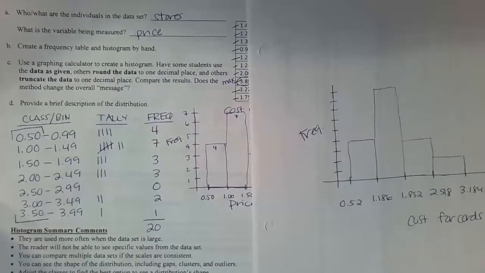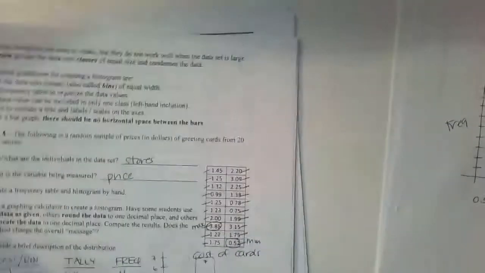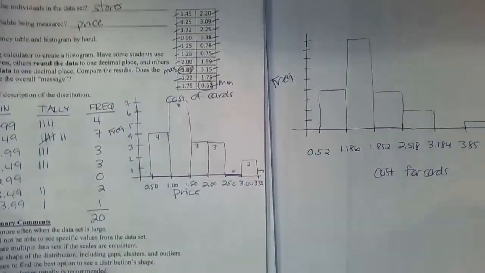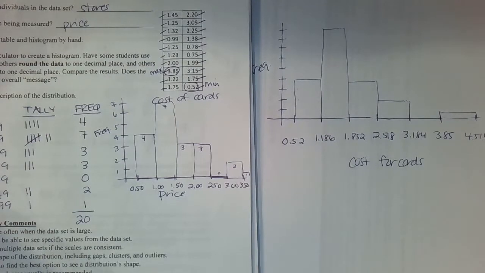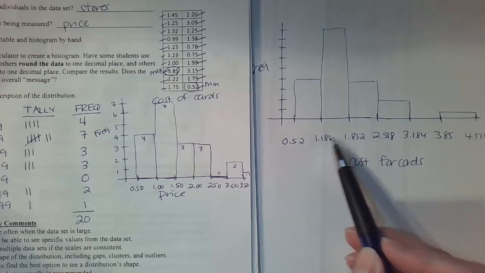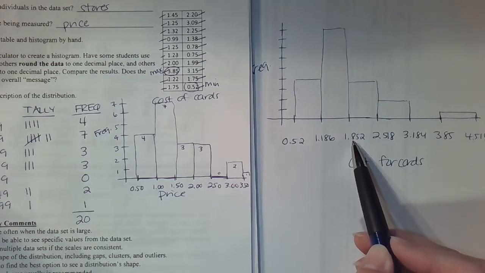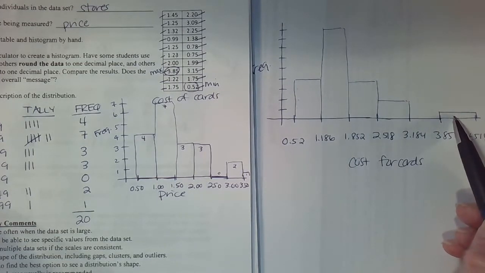So, is their graph exactly the same as the one that we came up with by hand? No. Does it show the same general look? Yeah, it does. I see that most of the cards were in between $1.19 and $1.85. And there were a couple of really expensive, or in this case, only one super expensive one. Okay. It's a little bit different, but not crazy different.